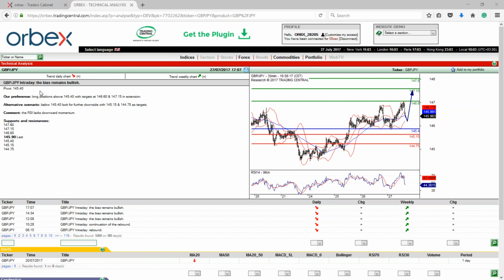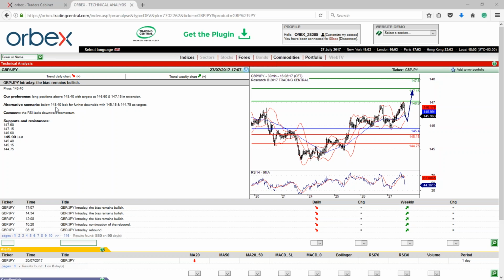Beneath this then, what you get is Trading Central's preference, and the preference is essentially their directional bias. This is telling you where Trading Central think the market is heading: long positions above 145.40 with targets at 146.60 and 147.15. Trading Central are basically giving you their view on the market here. They're telling you that while the market remains above 145.40, you should be looking to take long positions targeting those specified levels. Now below you get the alternative scenario.